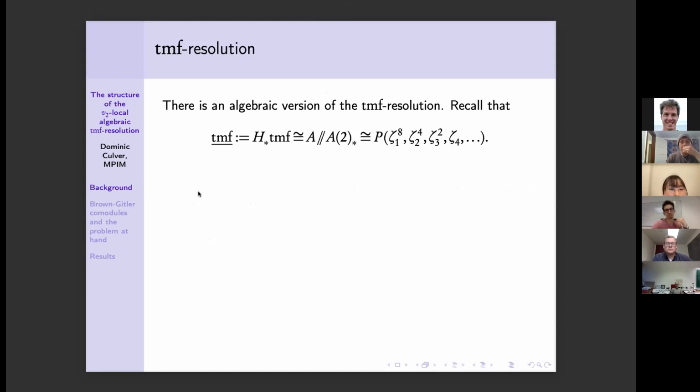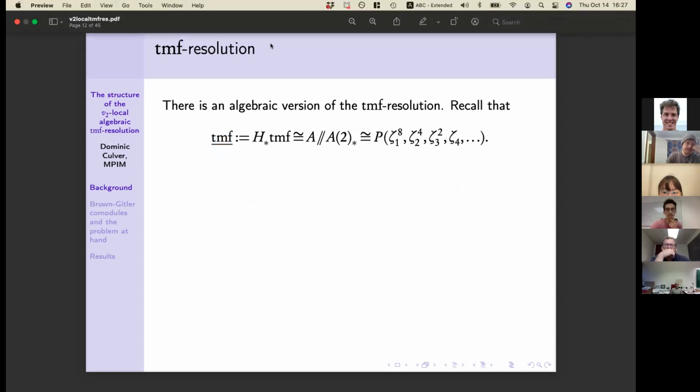And there's also an algebraic version of the TMF-based Adams spectral sequence. And that's sort of the subject of today's talk. So I'm going to, throughout the talk, use this notation where I underline a spectrum to denote its homology, just so I can avoid carrying H's all over the place.